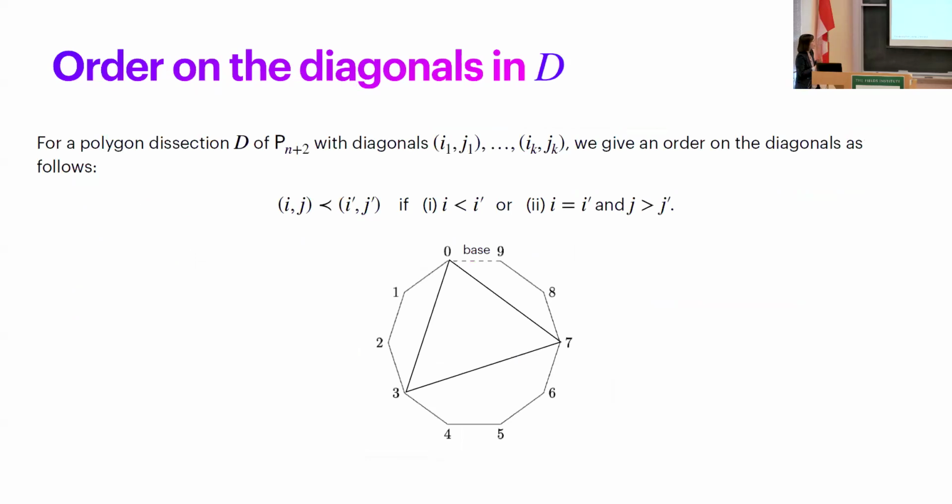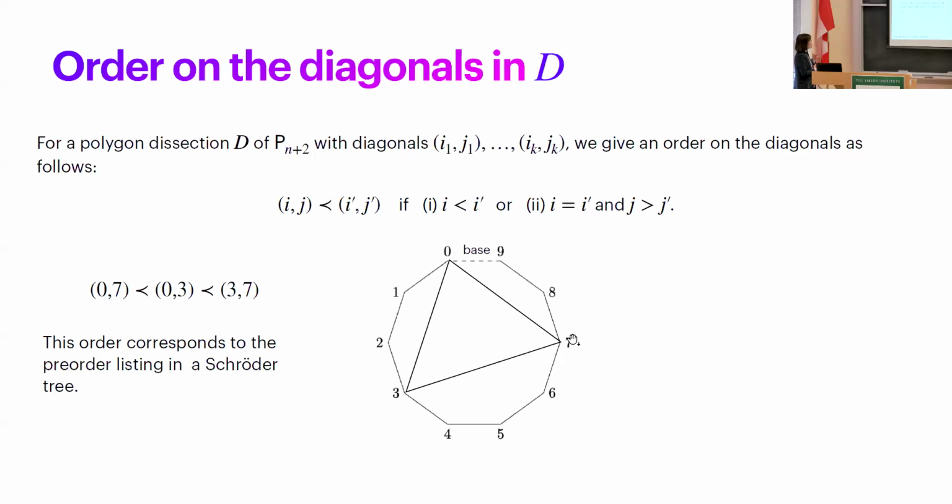And I'll introduce another notion of order on the diagonals. We'll use this order when we construct the toric variety. So for a polygon dissection D with diagonals I_1, J_1 through I_K, J_K, we give an order on the diagonals as follows. I, J precedes I prime, J prime if I is less than I prime, or I and I prime are the same, but J is greater than J prime. So in this case, 0,7 is first, the second one is 0,3, and the third one is 3,7. Actually, this order corresponds to the pre-order listing in the Schroeder tree.